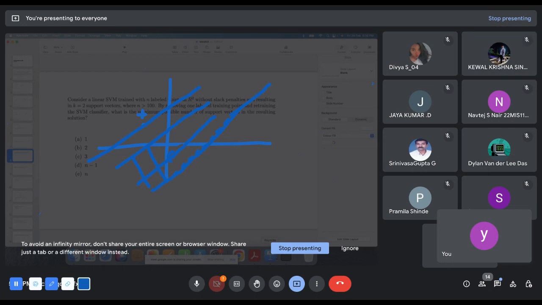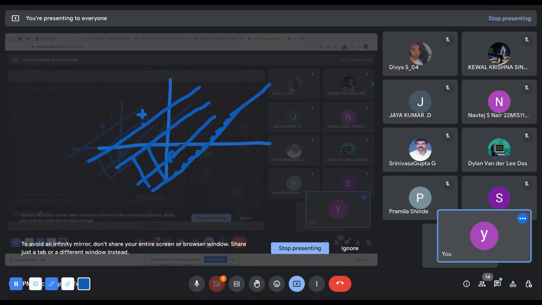So I have created a case for you in this example, on this screen, where n minus one is feasible. Got it? Yes, sir.